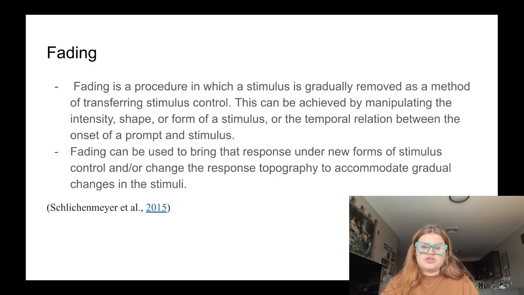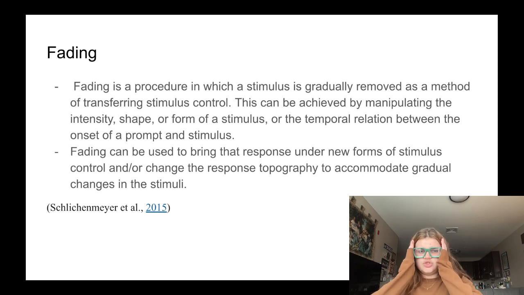And lastly, we're going to talk about fading. Fading is a procedure in which a stimulus is gradually removed as a method of transferring stimulus control. This can be achieved by manipulating the intensity, shape, or form of a stimulus, or the temporal relation between the onset of a prompt and a stimulus. Fading can be used to bring the response under new forms of stimulus control and or change the response topography to accommodate gradual changes in the stimulus.